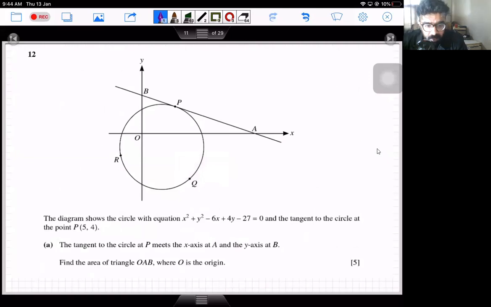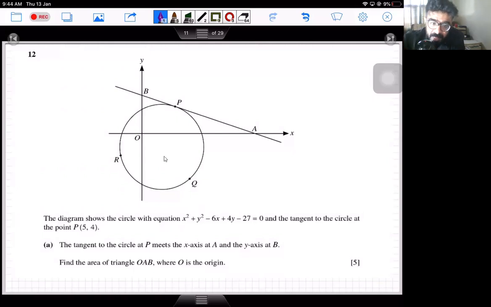So here you see a diagram which shows a circle with equation x² + y² − 6x + 4y − 27 = 0, and the tangent to the circle at the point P, and point P is actually (5, 4). Part A is saying that the tangent to the circle at P meets the x-axis at A and the y-axis at B. Find the area of the triangle OAB where O is the origin.